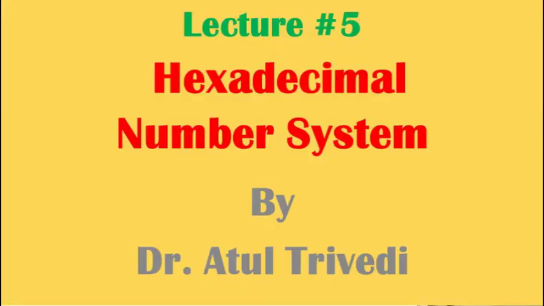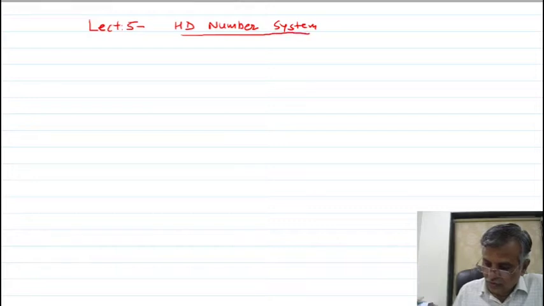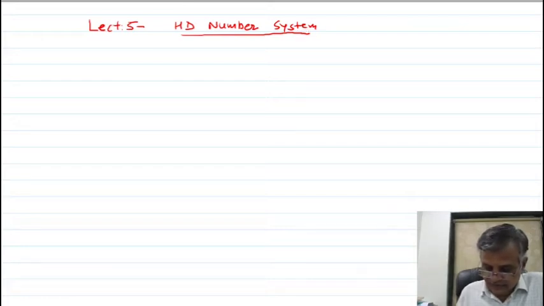Dear student, I am starting your lecture 5 on number systems. Last time we discussed the hexadecimal number system. For practice we are doing some more numericals. Let us convert decimal numbers into hexadecimal numbers.